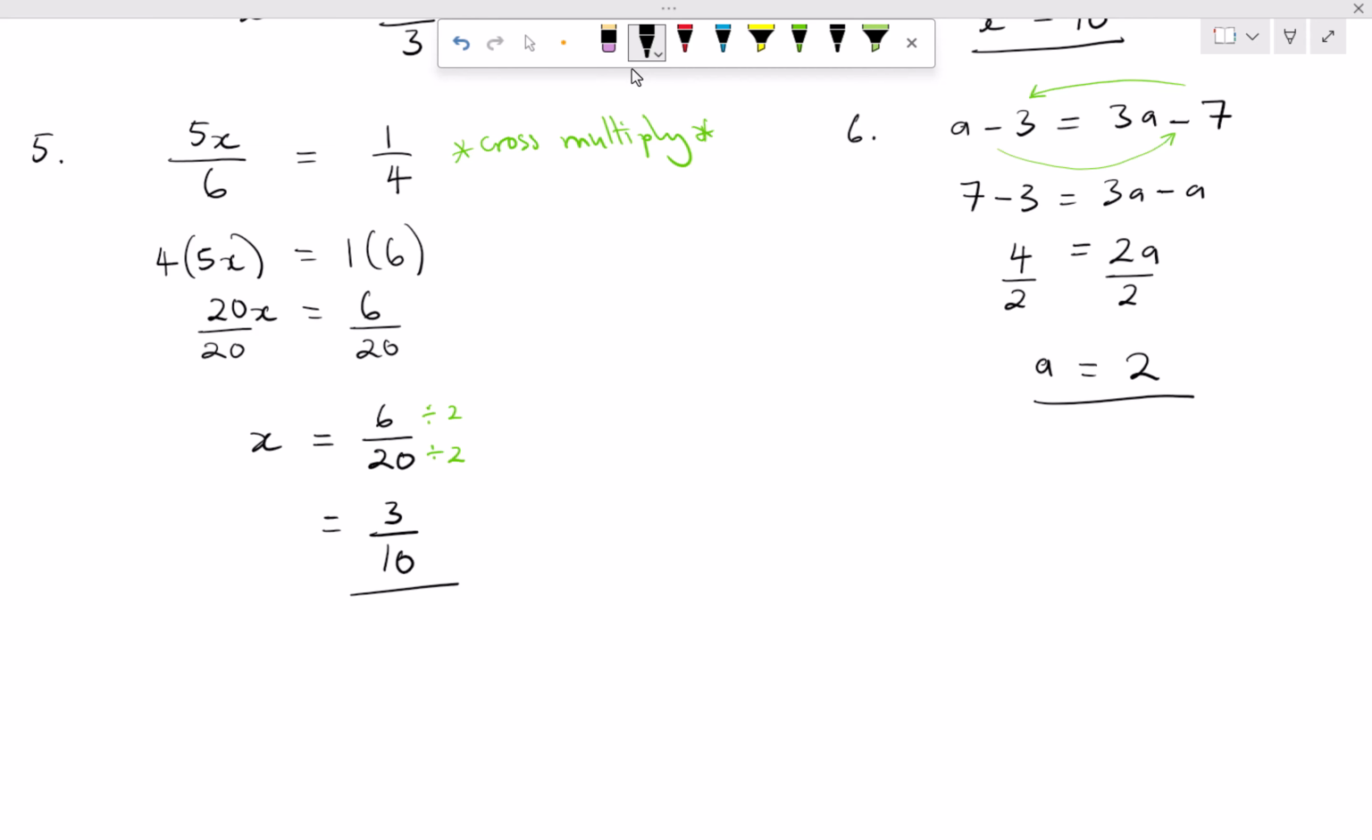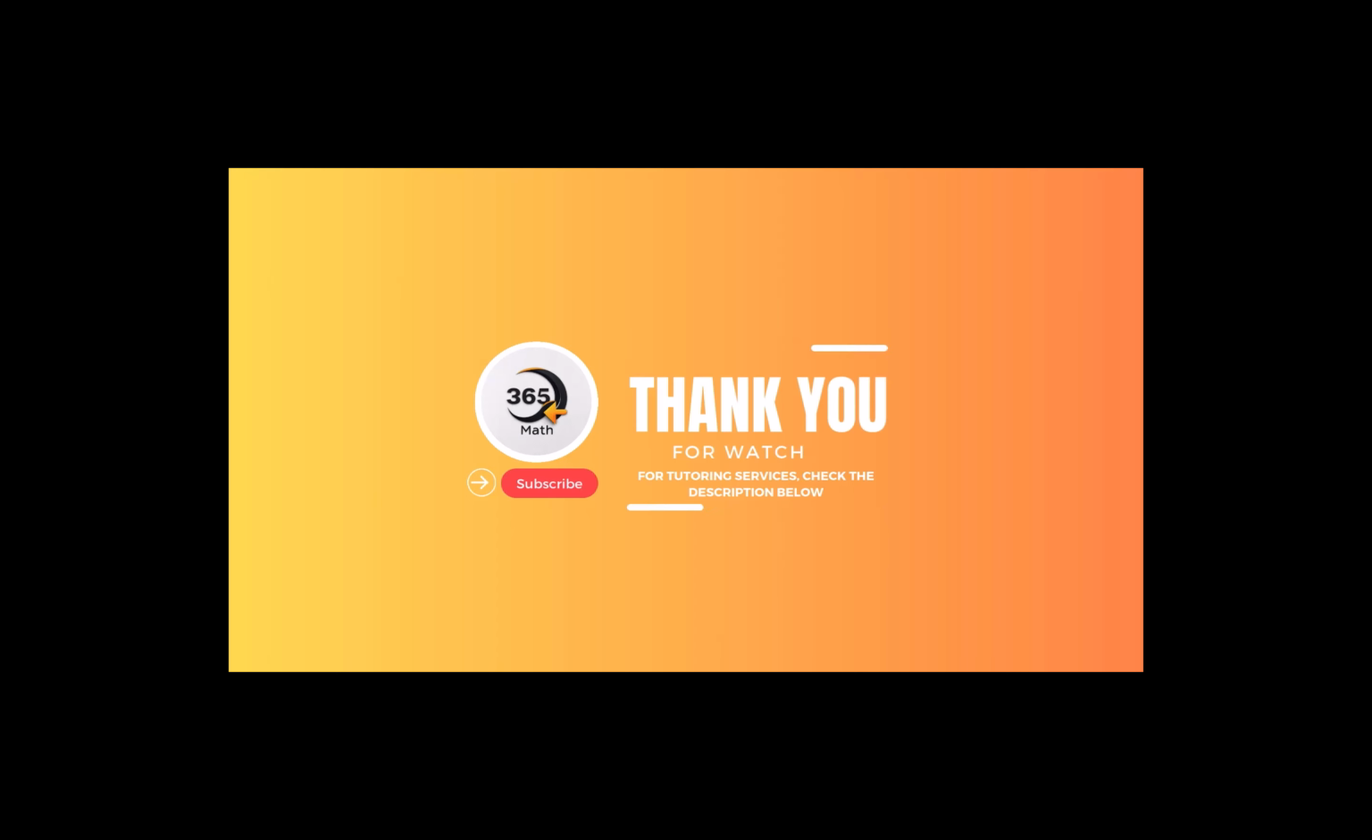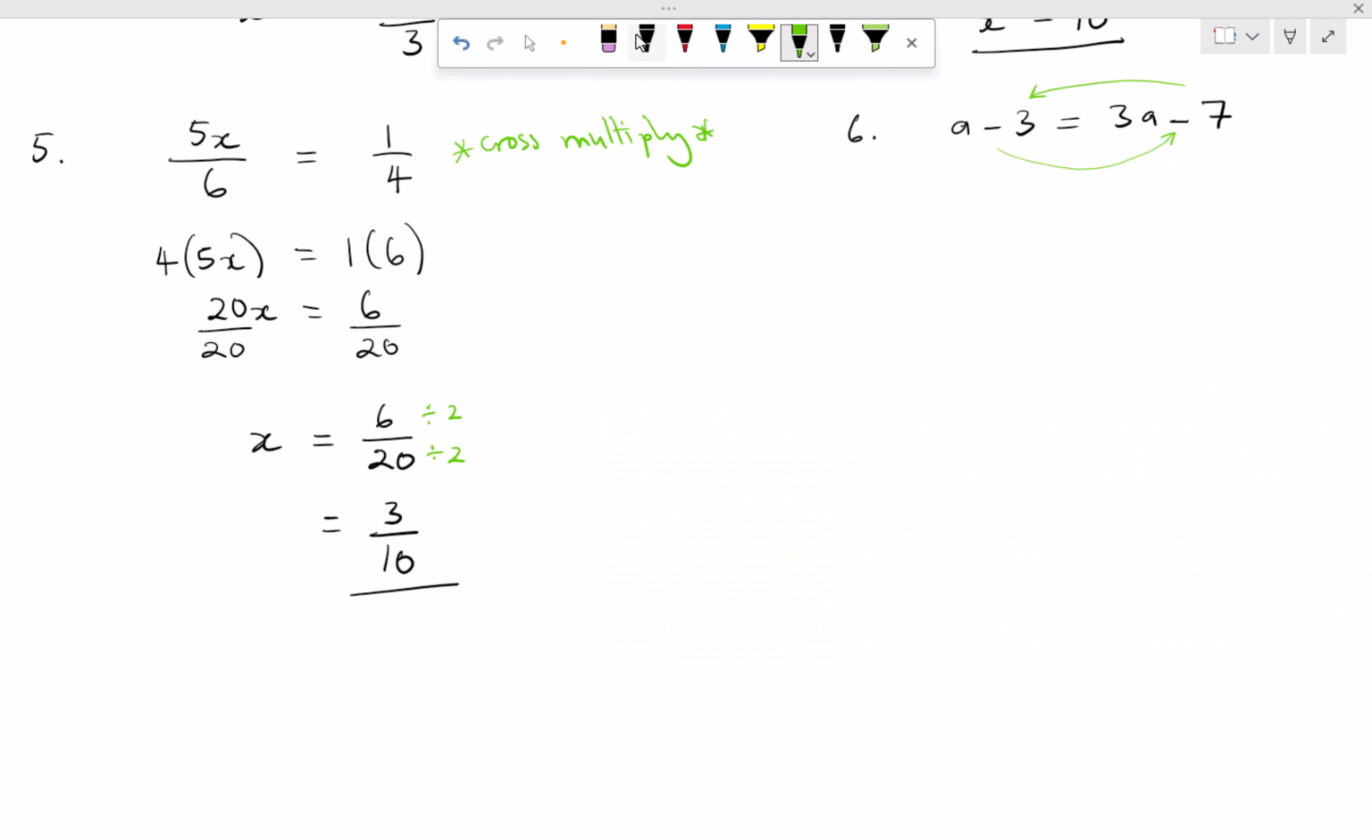So that is how you deal with linear equations, okay? So just take note of the 3 techniques that we used first. They will always help you in solving linear equations.